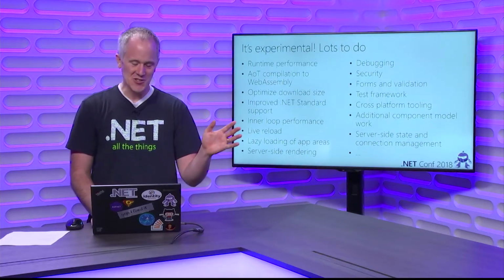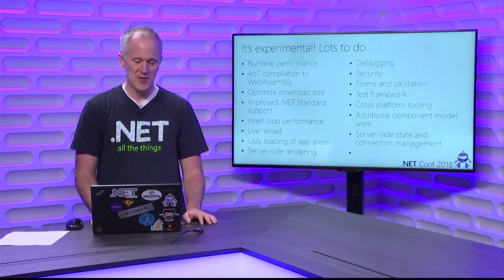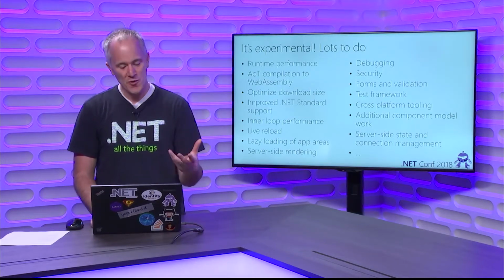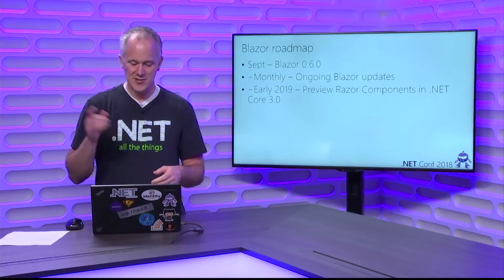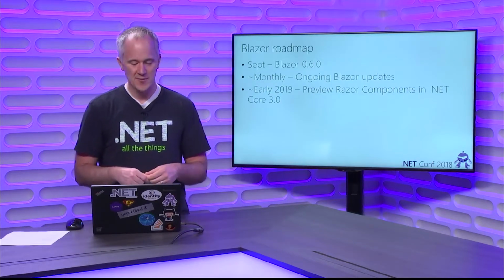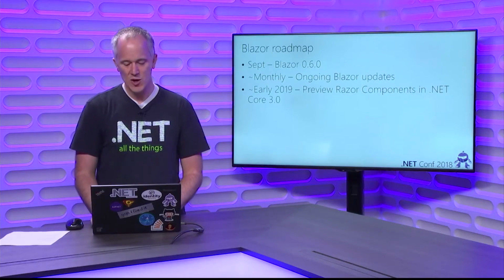So lots still to do to take Blazor to not be an experimental project. Lots of runtime work. So not ready for production quite yet, but we hope you found it exciting. Blazor 0.6 will ship this month. We'll have ongoing Blazor releases monthly. And then in early 2019, we hope to have a preview of the Razor Components work.